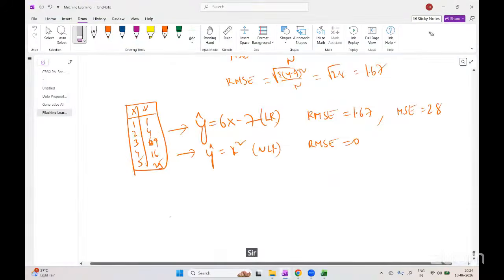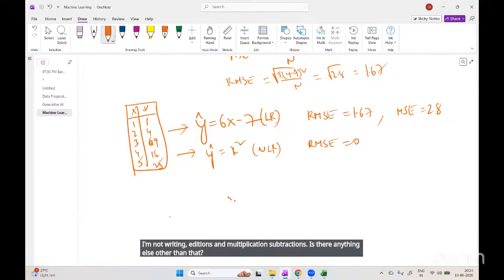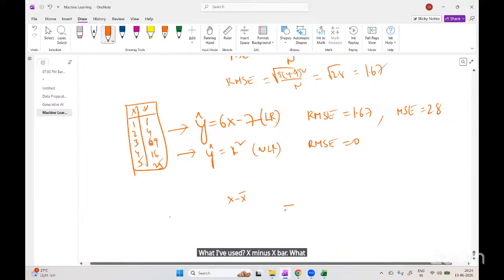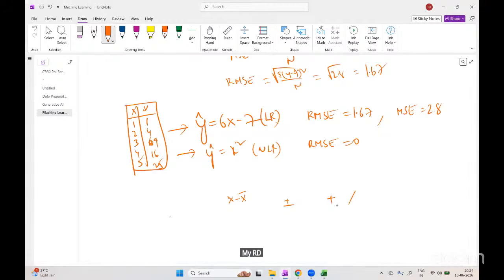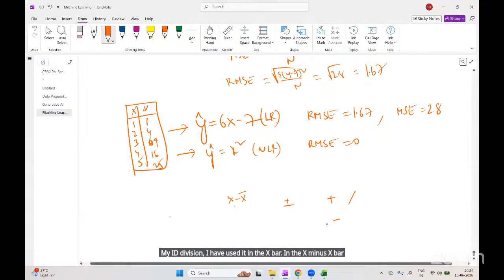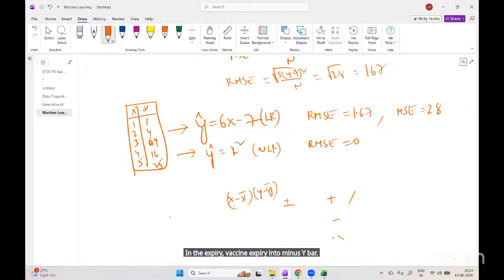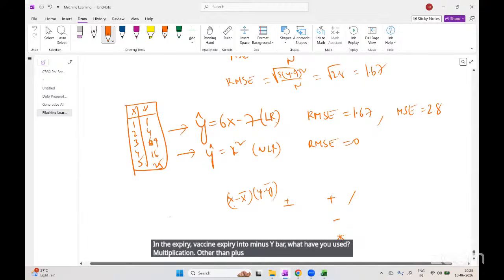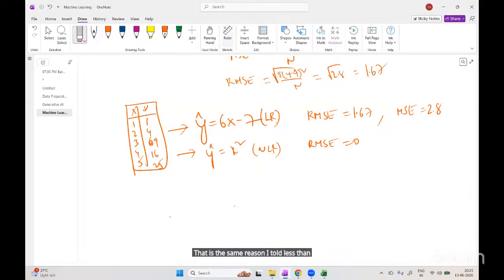Sir, is math simple or difficult? In this, is it simple or difficult for you? I'm not writing anything beyond additions, multiplications and subtractions. Is there anything else other than that? What have I used? X minus X bar. What is X bar? Average. Average means sum and division. I have used addition and division in X bar. In X minus X bar, what have I used? Minus. In the term X minus X bar into Y minus Y bar, what have I used? Multiplication. Other than plus, minus, multiplication and division, did I use anything? Only those, right? That is the same reason I told you less than 10th class math is required.